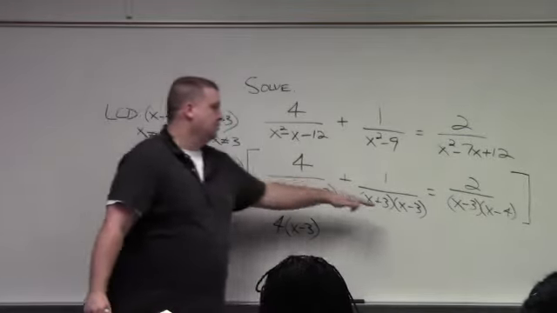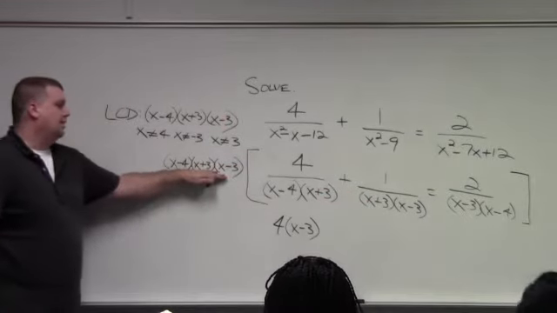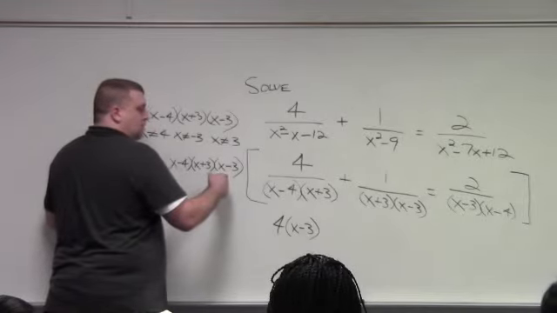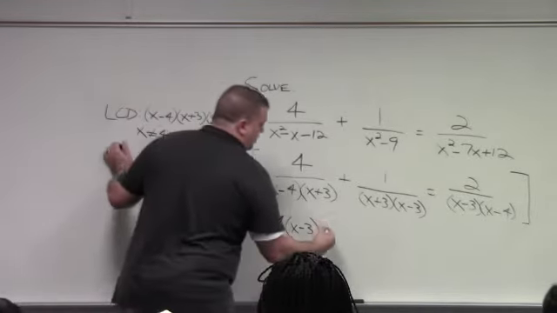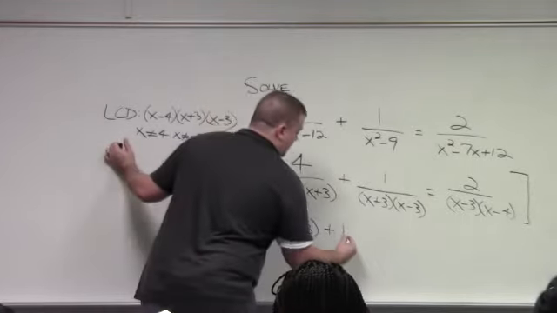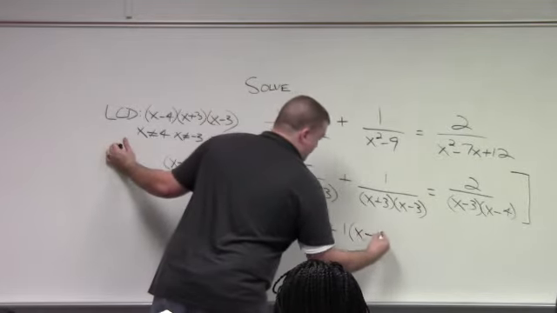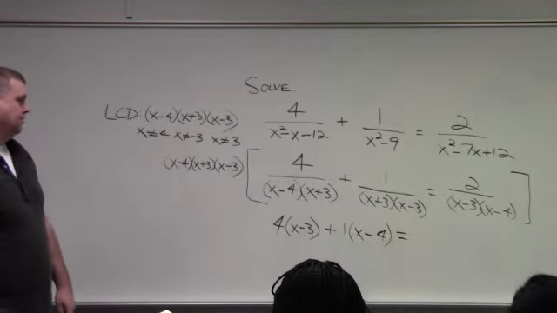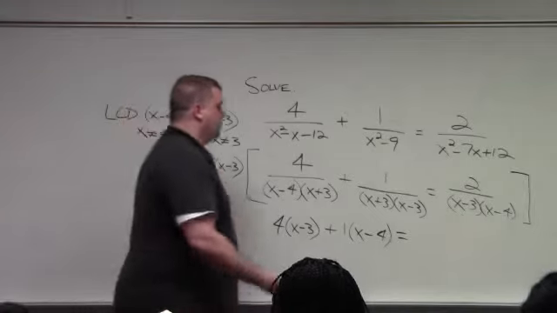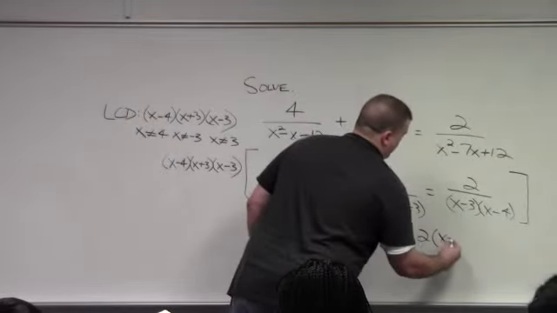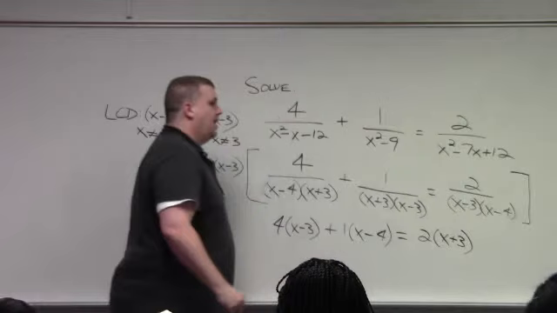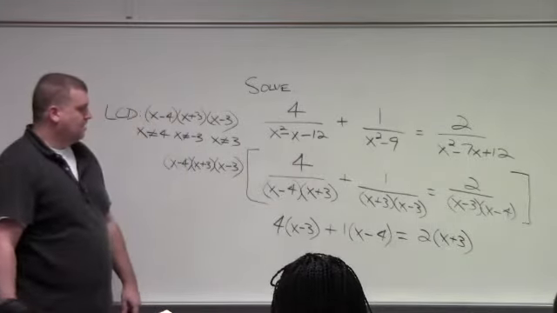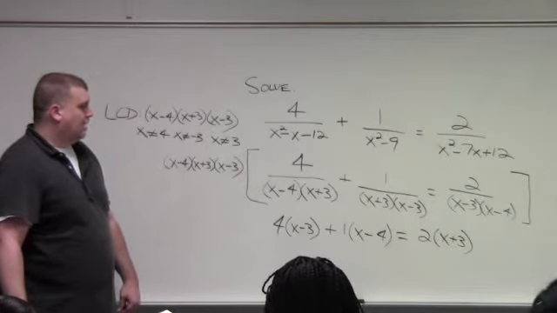Looking at my next fraction, what pieces would cancel? What do I have left over? x minus 4. Right, the x plus 3 and x minus 3 would cancel. So 1 times x minus 4 equals, what about that last one on the other side? x plus 3 would be the only thing that's left over. So just like the complex fractions, multiplying by that LCD clears your fractions out.